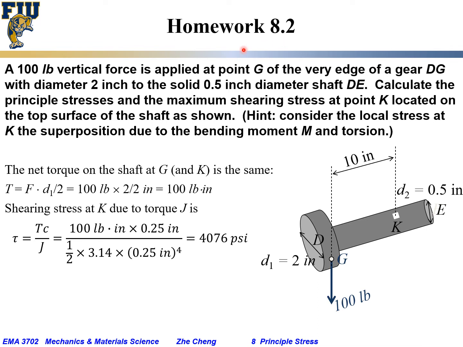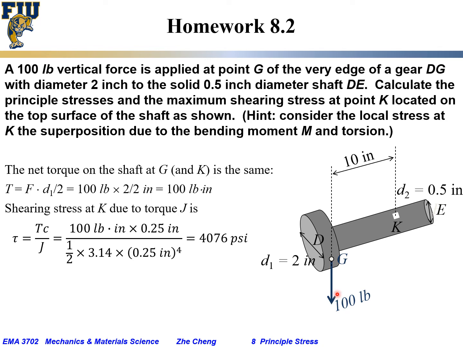Homework 8.2. A 100 pound vertical force is applied at point G at the very edge of a gear DG with a diameter of 2 inches, connected to the solid 0.5-inch diameter shaft DE. So we have a shaft DE, we have a gear DG, and at the edge of this gear DG, we are applying a 100-pound vertical force.